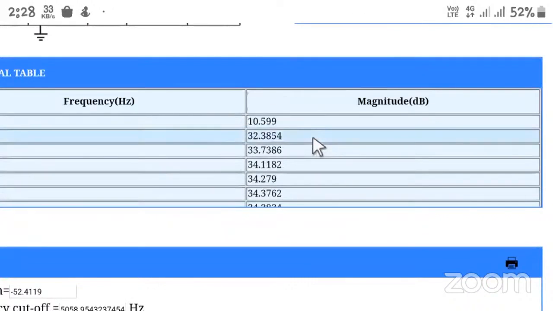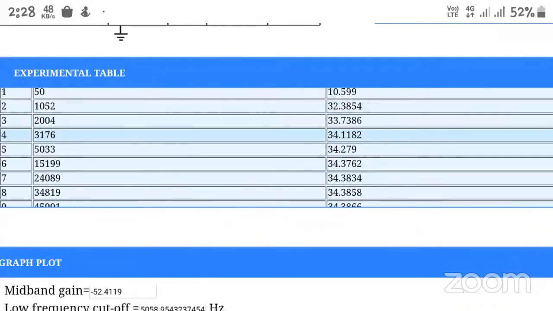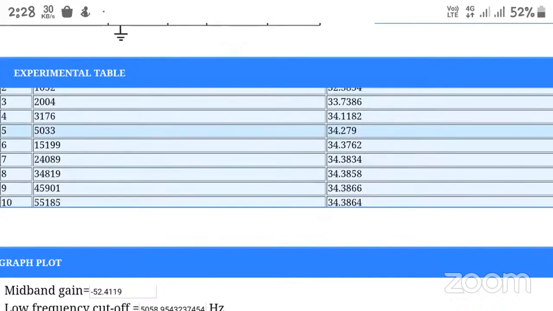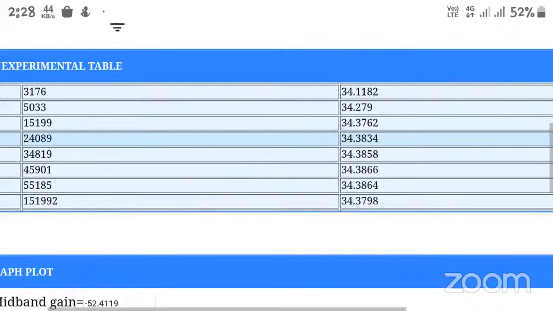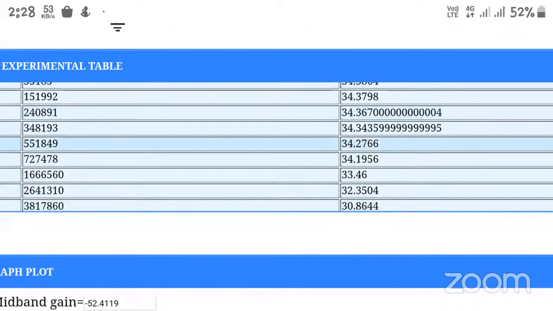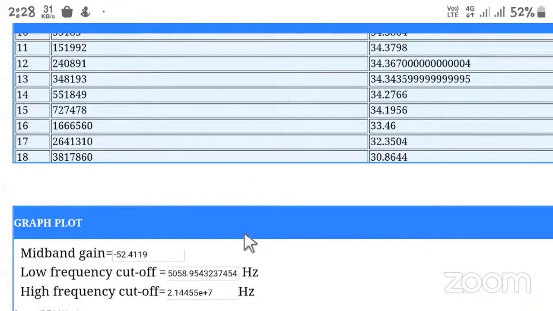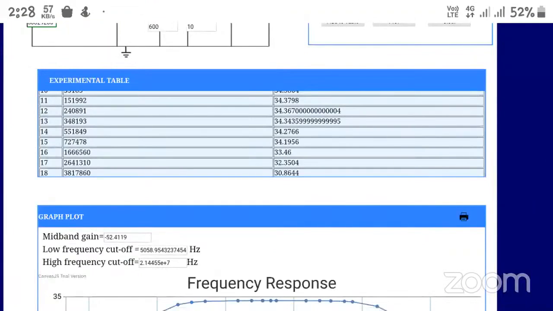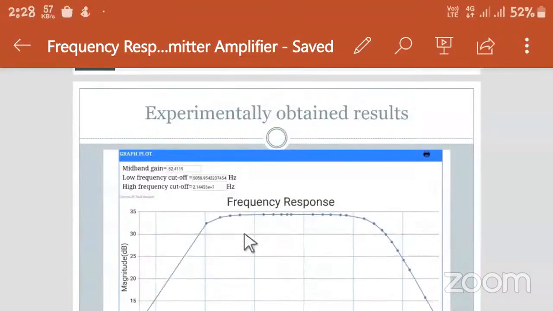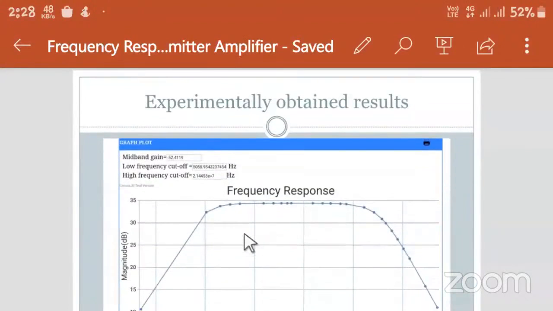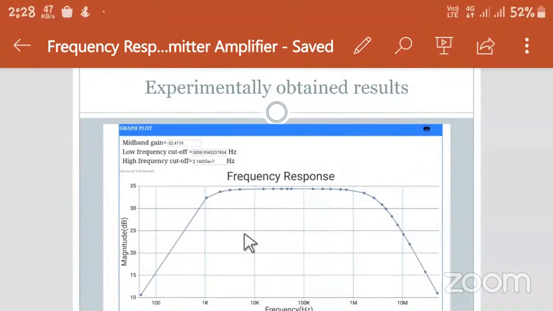As you can see from the screen, even if we change the frequency, the voltage gain is constant for most of the frequencies. It starts decreasing at a frequency of nearly 0.144 into 5 into 10 to the power 10 hertz. So moving on, this was the frequency response, the kind of frequency response we are going to get from the common emitter circuit.